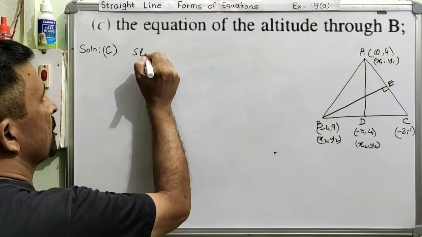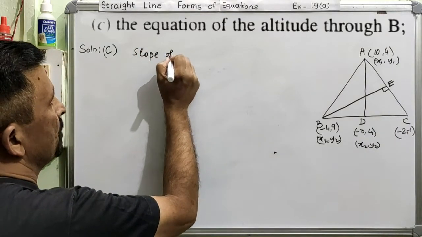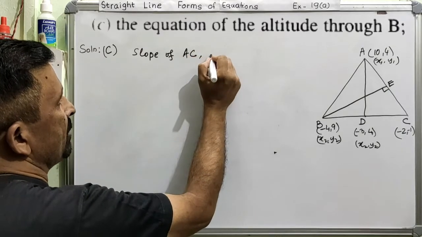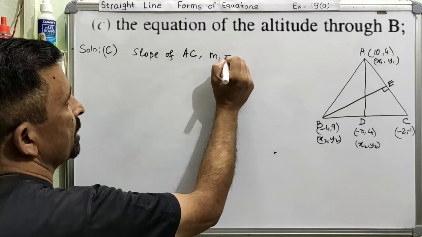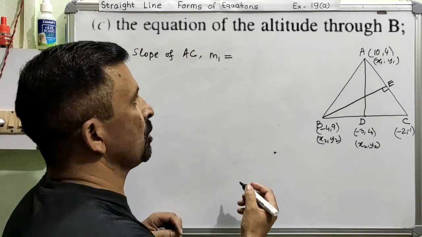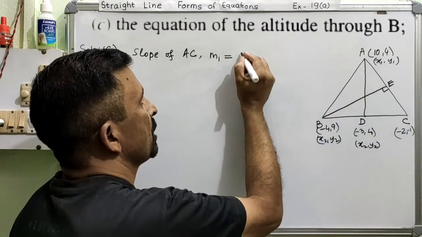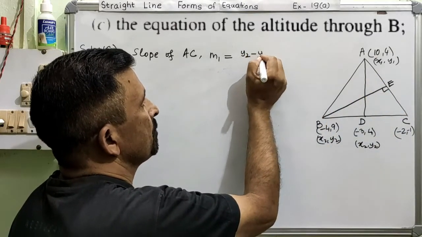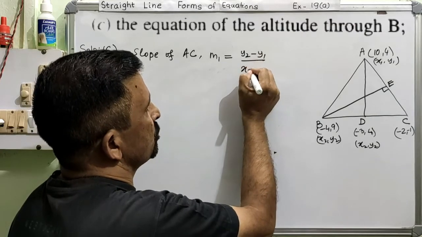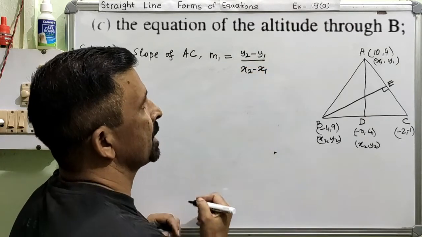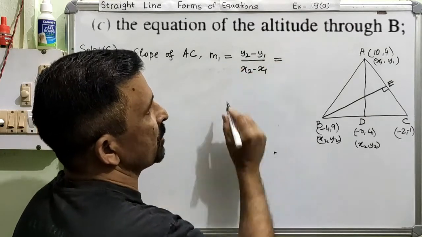Slope of AC, and that I will name as M1. Is it okay? The formula for the slope using the two coordinates is y2 minus y1 divided by x2 minus x1. Alright, so what is y2?